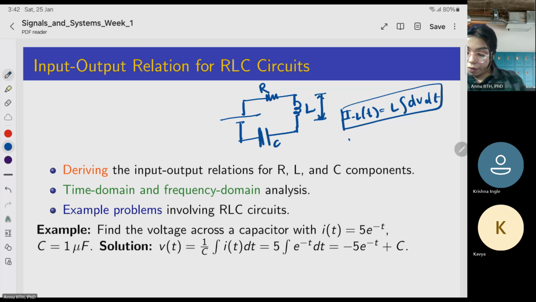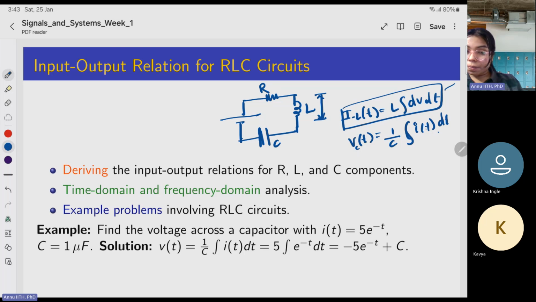Similarly, V across C is equal to 1 by C integral of I(t) dt. So this formula you should always remember. Whenever we need to calculate the current across an inductor, we need to use this formula. And if you want to calculate the voltage across a capacitor, then you use this formula. So now you may wonder when to use which formula.